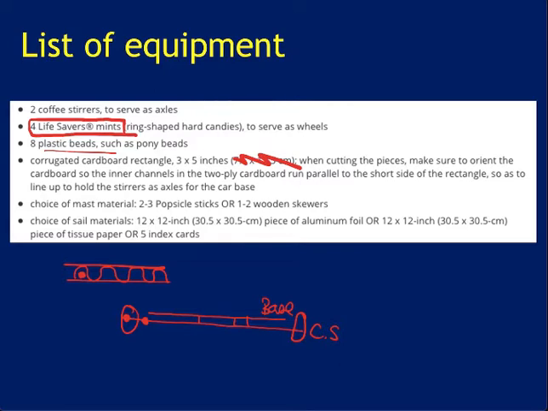So that's what this line is here when it's saying make sure you orientate your cardboard so the inner channels run parallel. You have a choice of whatever you want for your mast material, so it might be ice lolly sticks, it could be wooden skewers, you may come up with something else. If you're going to do the fan driven or even the self-propelled, you can use a variety of things. I'll leave it up to your imagination. Aluminium foil, it might be tissue, it might be flashcards, you can use your balloons, whatever you decide yourself in terms of your sail material.